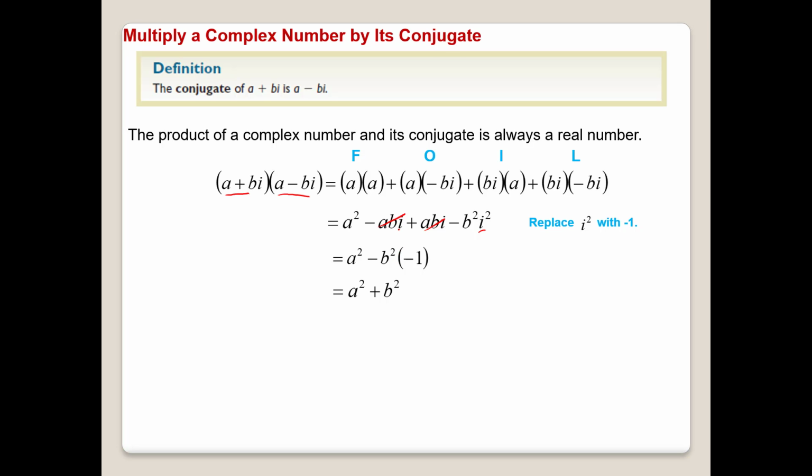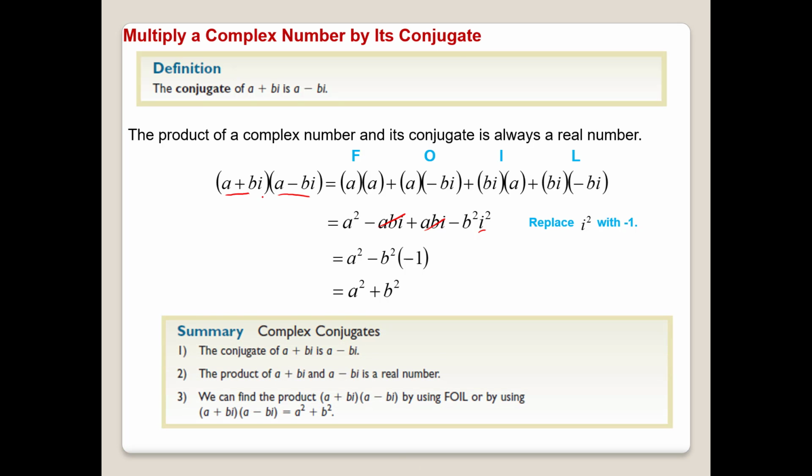As you can see, simplifying down, if you multiply a complex number times its conjugate, you get simply a squared plus b squared, knowing your a value and your b value. Let's look at this in summary. The conjugate of a plus bi is a minus bi. The product of those two is a real number. We can find that by using the FOIL method, or by simply using the shortcut we just showed you, a squared plus b squared.